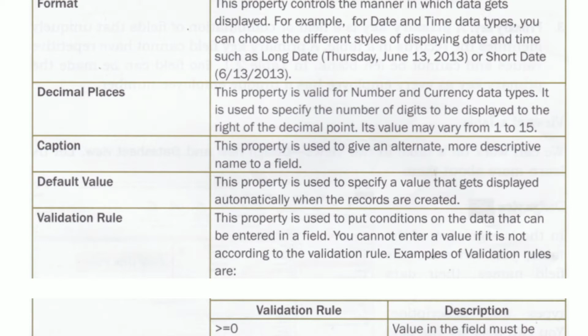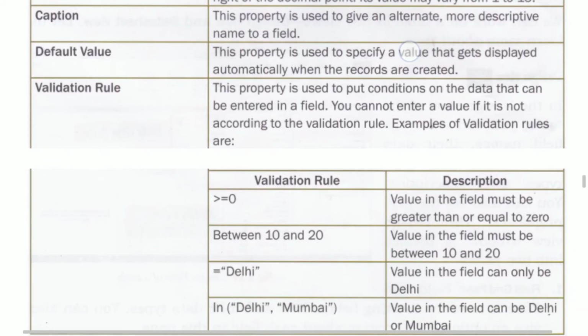The next property is caption. The caption property makes the field name more explanatory and can contain up to 2048 characters. It is used as the label for the field when used on the form. If you do not enter a caption, the field name is used as the label. This caption property is used to give an alternate and more descriptive name to a field.